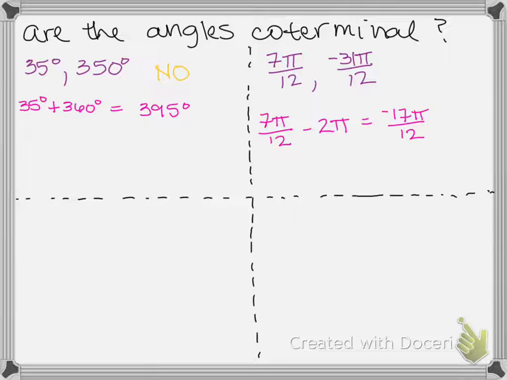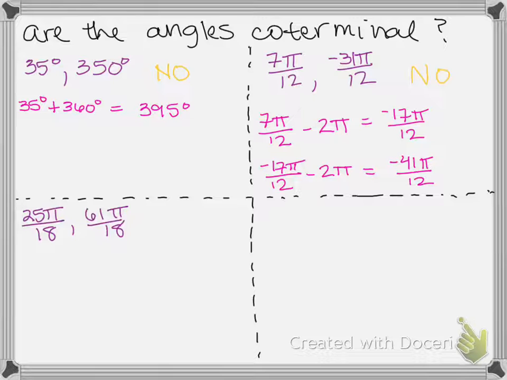Well, is that negative 31 pi over 12? No. But it's also not past it, and I either want to get to it or go past it. So I'm going to do it again. Negative 17 pi over 12 minus 2 pi. This time I get negative 41 pi over 12. That's gone past it, so the answer here is no.